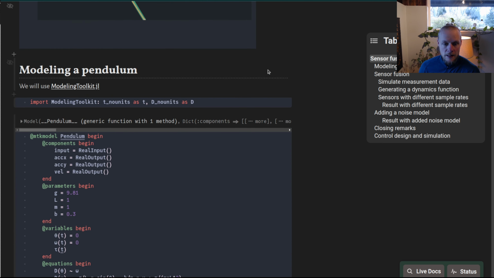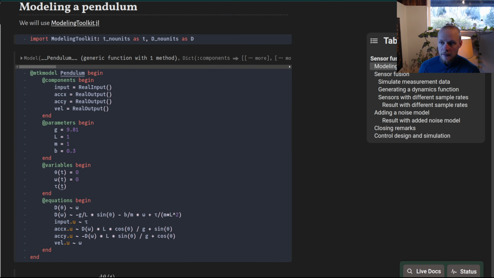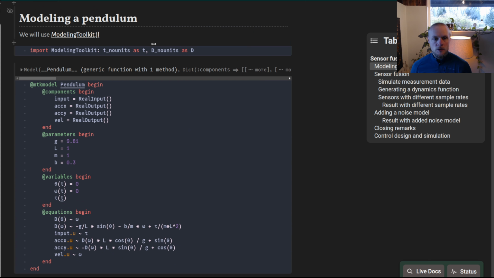All right, we start by looking at the modeling problem. So as I said, we will use ModelingToolkit. We load that package. And then ModelingToolkit provides a little macro here. So it provides us with a domain-specific language that looks slightly different from normal Julia code, but it's more suitable perhaps for modeling dynamical systems.